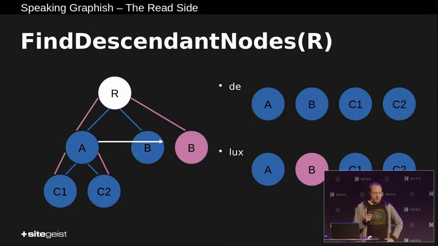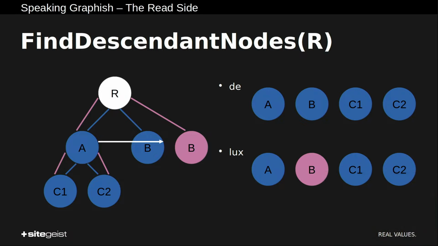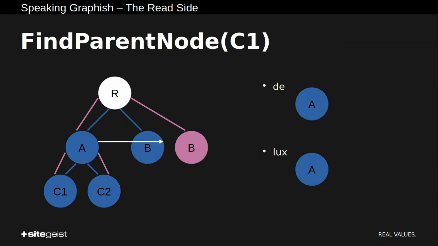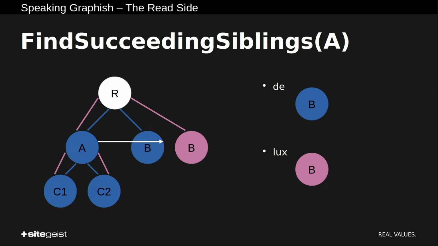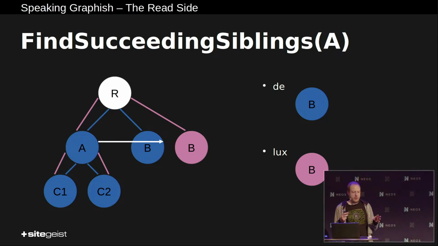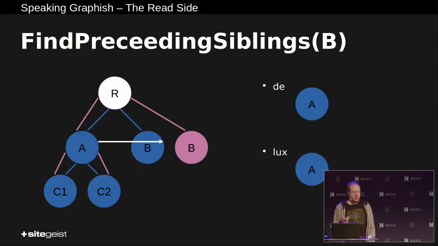Descendant nodes, that's also one of these recursive thingies. It's just like a subtree, just without the hierarchy information. So it's just a plain list. You have the parent node that you can find, the succeeding sibling, that's something new. So you can find B for A, for example, or the preceding sibling, which is A for B.